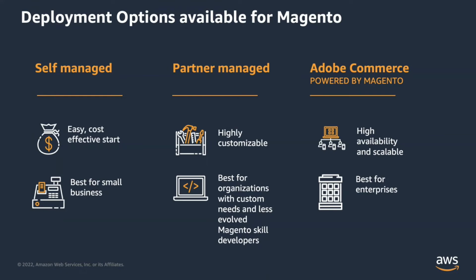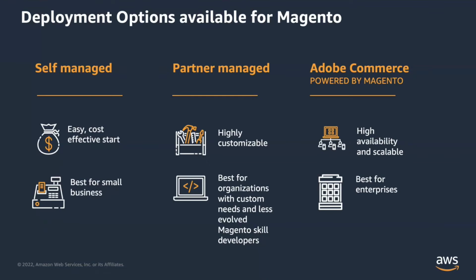They will be the ones in charge of managing the AWS infrastructure as well as the storefront customizations. And then we have Adobe Commerce, which is powered by Magento, and it runs on AWS. This is highly available and scalable, and they take care of the AWS infrastructure. So they'll be the ones managing it, but the merchant or the partner that you're involving would be in charge of managing the storefront customizations.